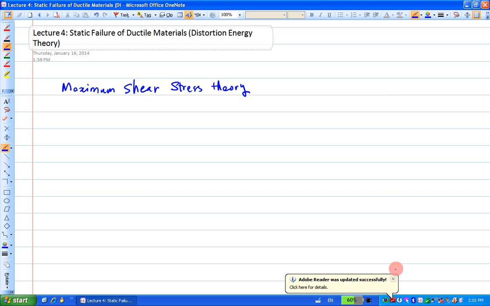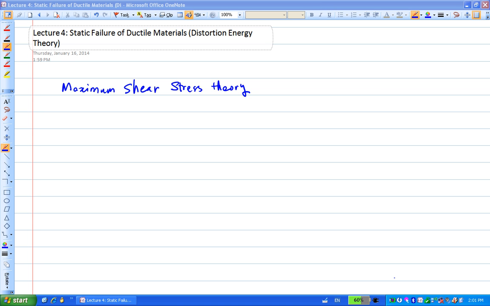Let's finish the maximum shear stress theory first, and then we'll get on to the second theory, which is the distortion energy theory. Okay, we started the maximum shear stress theory, and we almost finished that.